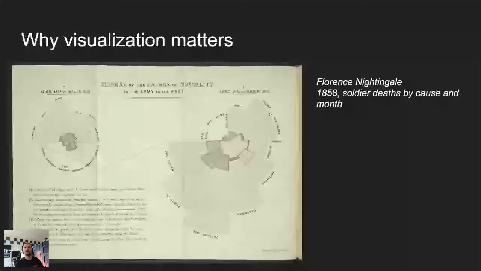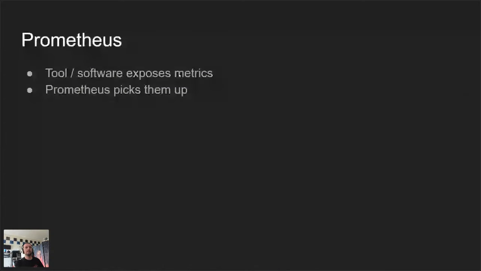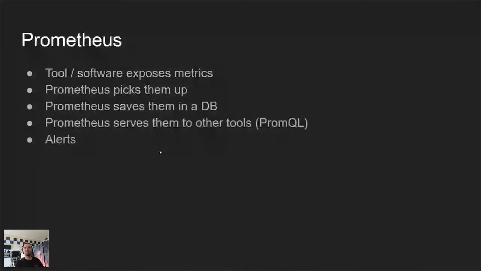So Prometheus is a tool. Software exposes metrics, Prometheus picks these metrics up, saves them in a database, and then serves them to others. It has alerts, and it's not for logs.